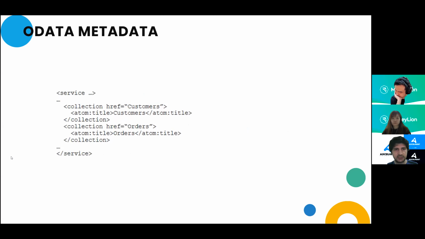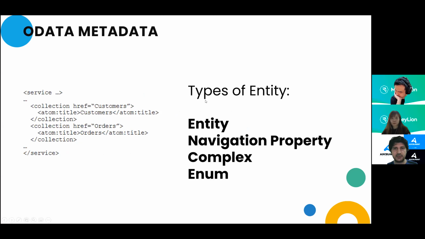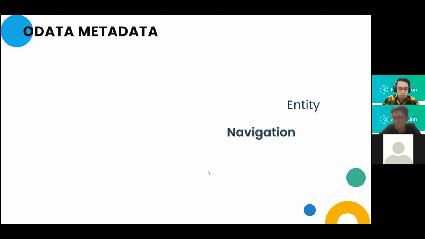So when you read this, you will understand that there are a couple of entities there. There is entity, navigation property, complex, and enum. You should understand that an entity is anything with an ID. As long as you have a primary key, it is an entity. If you don't have a primary key, it is considered a complex type. If you have an entity that is related to another entity, it is considered a navigation property. And enum is just a list of values that you have.